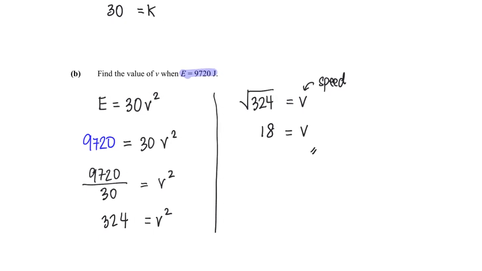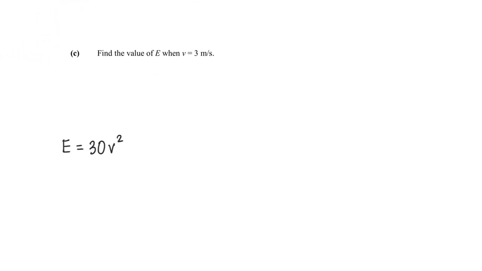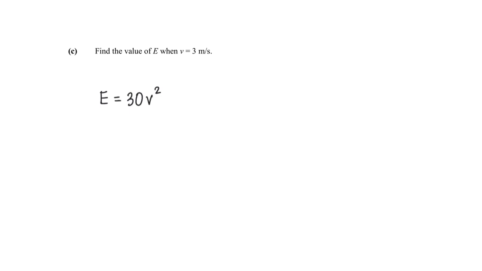Again, this expression, this equation, is important for my part C, where now they give me the value of V. So my E equals 30 times 3 square. This is my V. So final answer, 270.